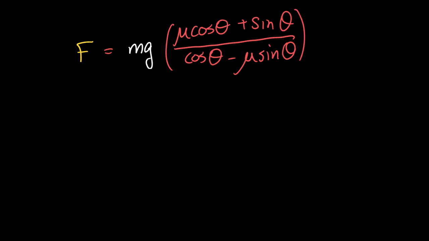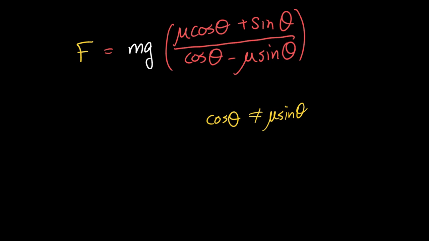Whenever you get an answer like this that has a quotient in it, look carefully at the bottom part of the quotient and be extra, extra concerned about negative signs in the denominator. If you look closely at this, there's the possibility that you could have a problem with your answer, right? Because cosine theta can't equal mu sine theta. Do you see why? That would give you a 0 in the denominator. And we don't do zeros in the denominator. Do you see that? But that's also telling us something.